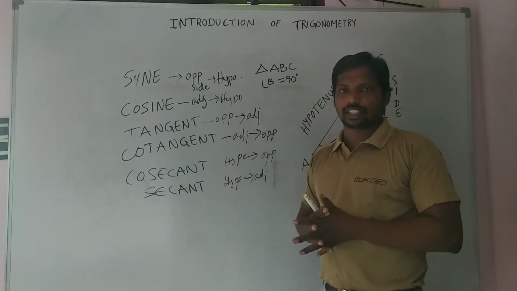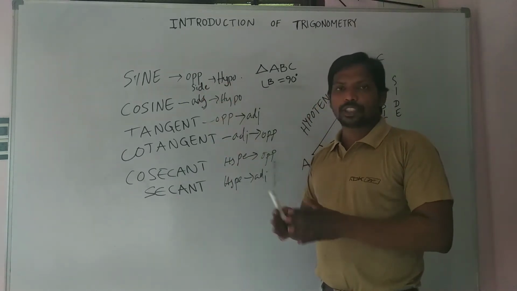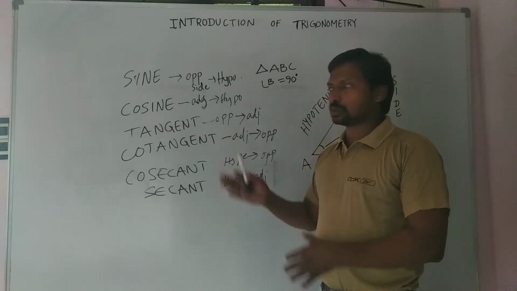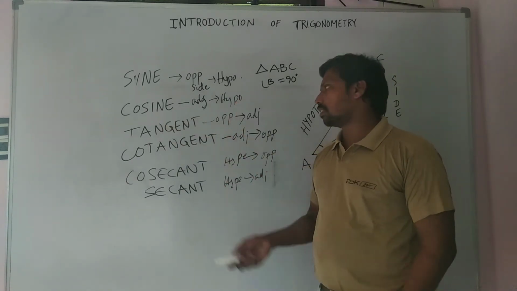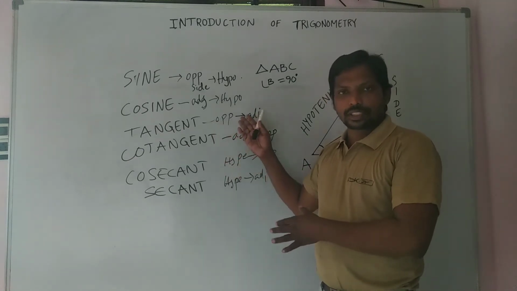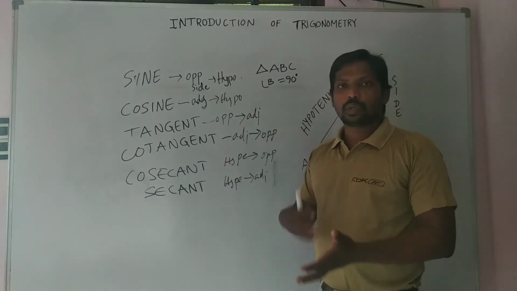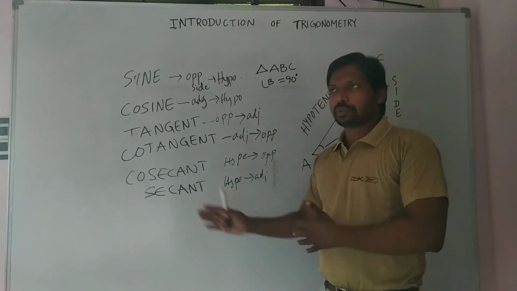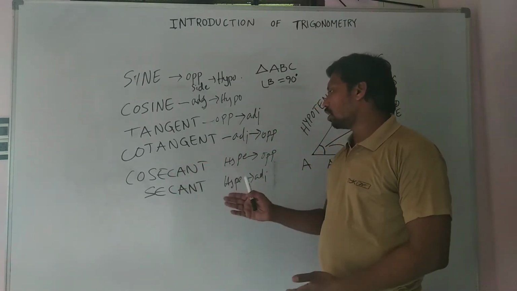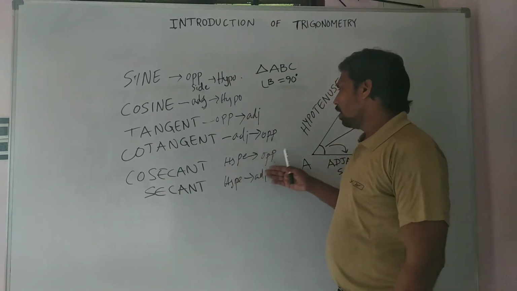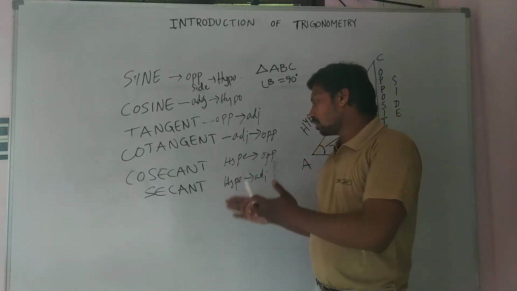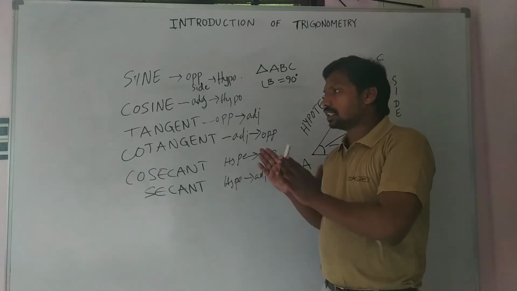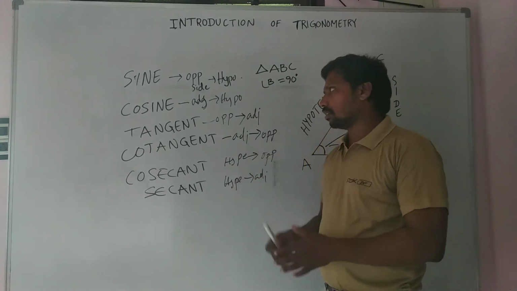Sine is the ratio of opposite side to hypotenuse. Cosine, adjacent side to hypotenuse. Tangent, opposite side to adjacent side. Cotangent, adjacent side to opposite side. Cosecant, hypotenuse to opposite side. Secant, hypotenuse to adjacent side. So these are the 6 ratios.